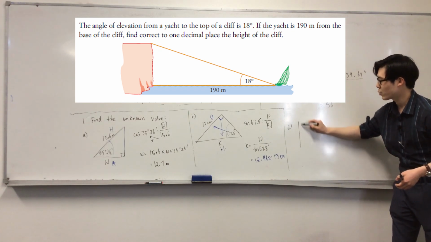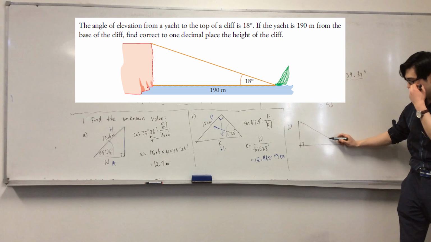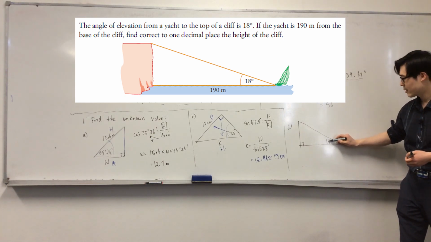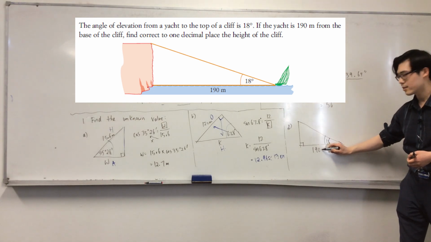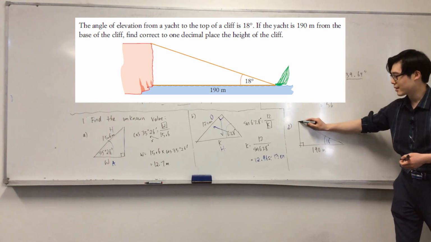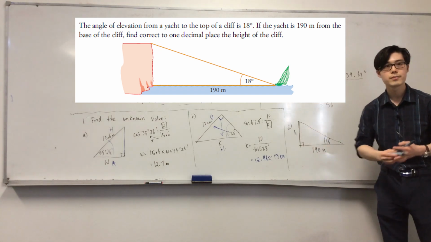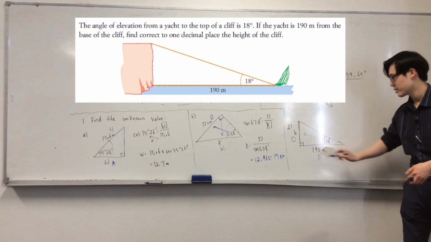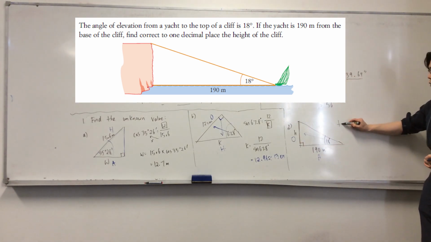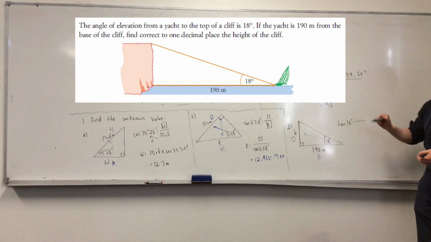So if I redraw that, it's going to be a right angle here. 18 degrees. 190. This is 190 meters. And girls, that's what they're asking for. And because that represents the height of the cliff, I'm going to write H. So girls, if I label it now, that's the opposite. This is adjacent, so it's tan. You'll find most of the trig problems that are related to real life, you're always going to be using tan.